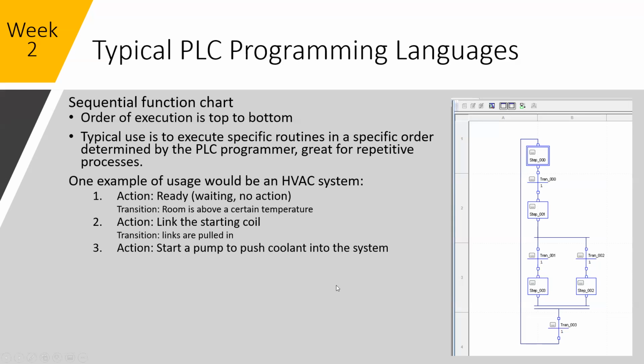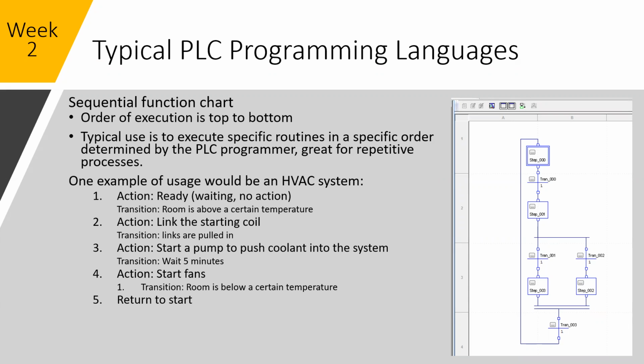So one example for the usage of this is an HVAC system. So step 1 is action is ready, waiting, no action to be done. So the transition state would be the room is above a certain temperature. The action is then start the cooling coil. Transition are the cooling coil is the contactor pulled in. Step 3 would be start pump to push coolant into the system. Then wait 5 minutes, then start fan, and then final transition is the room is below a certain temperature, return to start.